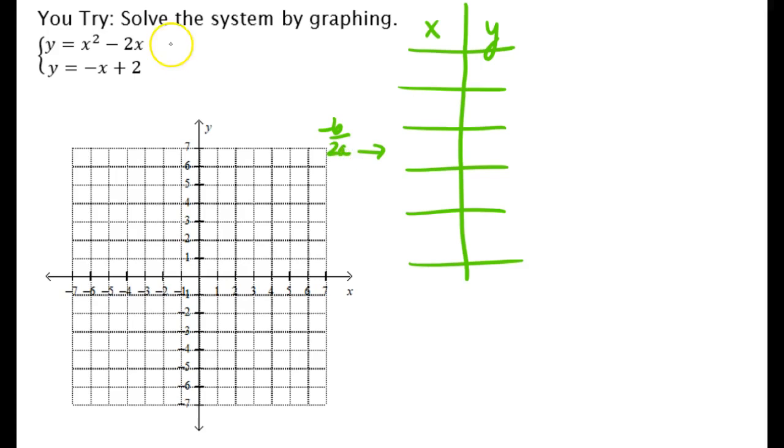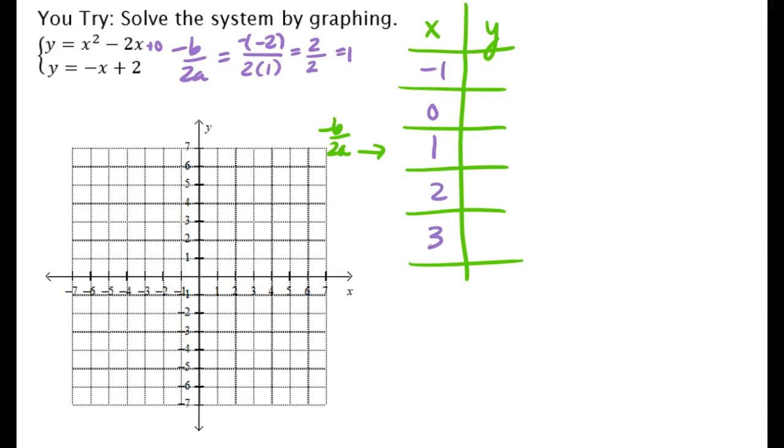So I'm going to do that up here. This one is a little bit weird because it doesn't have a c value. It's like there's an invisible plus 0 at the end. So my b value is actually negative 2. So I have negative negative 2, and then my a value is 1. So negative negative 2 is 2, and then 2 times 1 is also 2. So that means my middle table value is going to be positive 1. So now I'm going to go down 2 values and up 2 values.